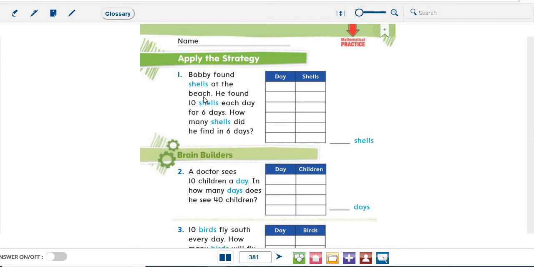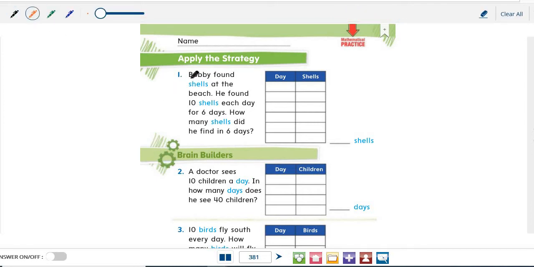Bobby found shells at the beach. He found 10 shells each day for 6 days. Amazing! 10 shells each day for 6 days. How many shells did he find in 6 days? What do you think, grade 1? How can we solve this problem?